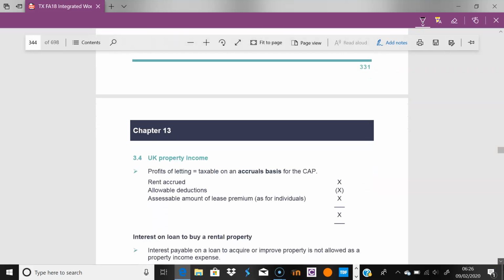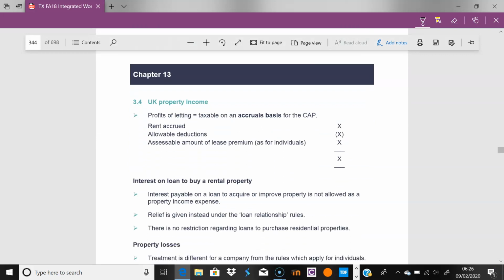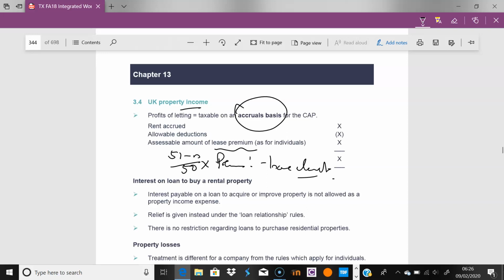Property income, like I mentioned earlier on, when we saw the initial slide, is taxed at corporation tax. A company can have some UK property, nothing wrong with that. Like I've highlighted, everything is very much on the accrual basis. Of course, remember when we talked about leases, the little thing there about 51 minus n over 50 times the premium gave us the income element. Yes, you can please review that again.